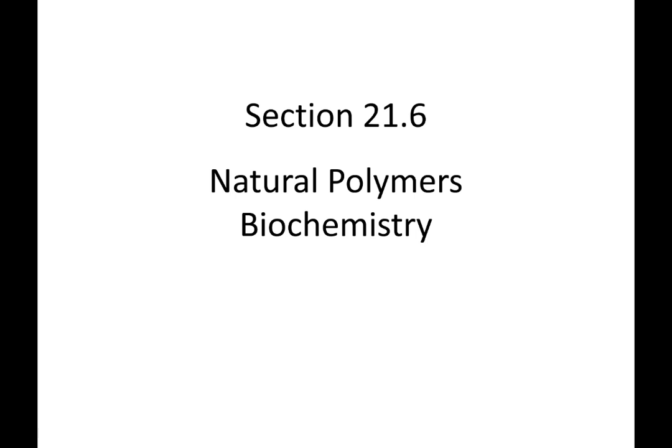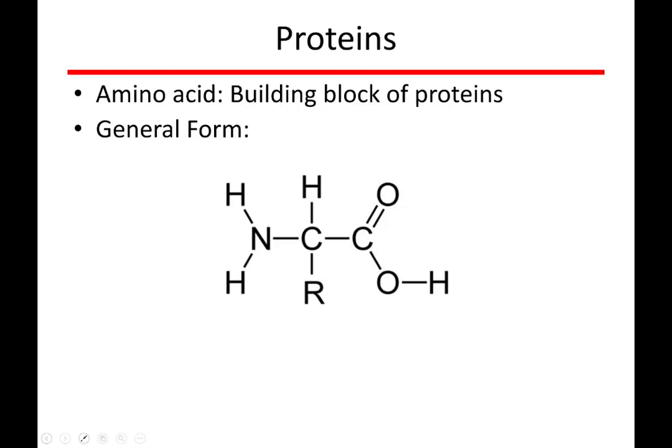In this final video of chapter 21, we're going to talk about biochemistry. We're first going to take a look at the structure of an amino acid, which is the smallest building block of proteins. This is the general Lewis structure for an amino acid here.